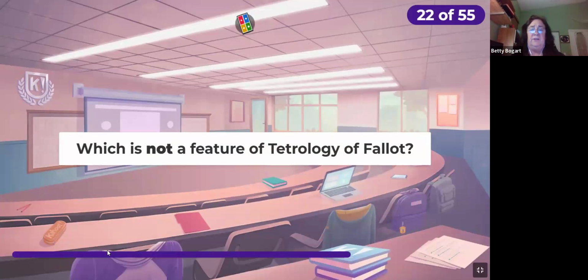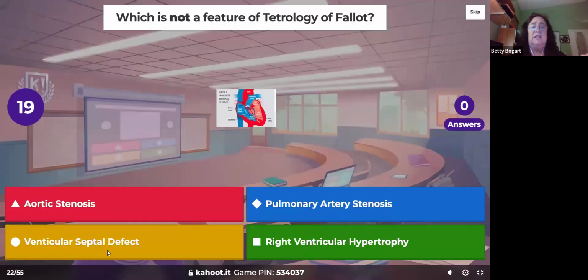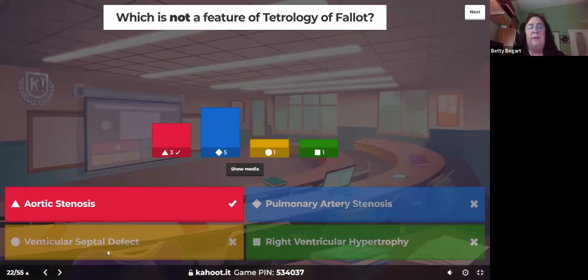which is not a feature of tetralogy of Fallot. Tetralogy is all a right-sided defect. So what is not right-sided here? See if you know your anatomy. So the aorta is on the left side, okay? It has a hole in the bottom chambers, VSD. That pulmonary artery is that big problem. And when it closes, it stretches that right ventricle, and that's why right ventricular hypertrophy.